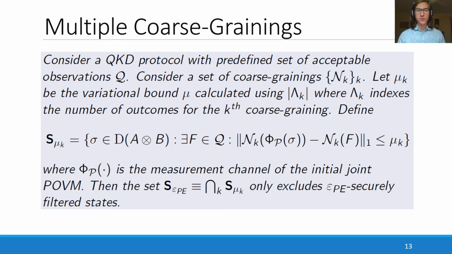Given a QKD protocol with some acceptable observations Q, you could consider k coarse grainings, each with their own respective variational bound and each with their given number of outcomes lambda k. For each of these cases, you could construct the set S mu k, which is the same as what we discussed before, other than we've added the coarse graining in the trace norm, and we've replaced mu with mu k for the respective k. In this case, each set is going to only throw out epsilon securely filtered states, and so by taking the intersection of them, you're only excluding epsilon securely filtered states. Therefore, your key rate can only go up, and your security parameter stays the same.